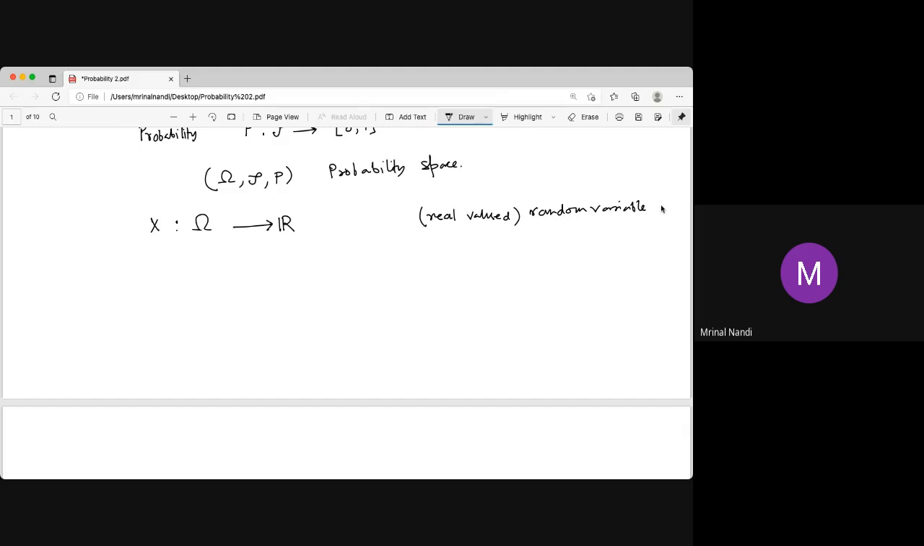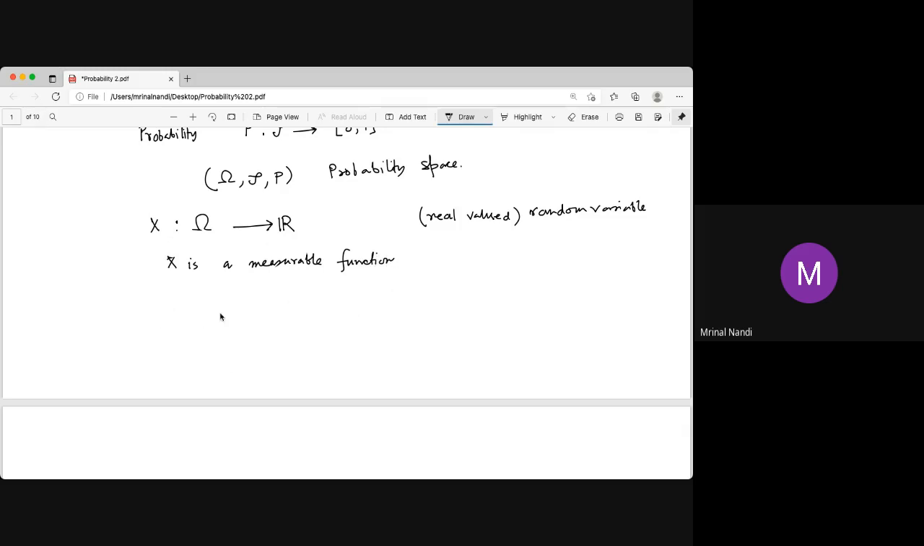Now, just any function cannot be a random variable. So it must be measurable. X must be measurable. X is a measurable function. So just briefly recall what is called a measurable function.